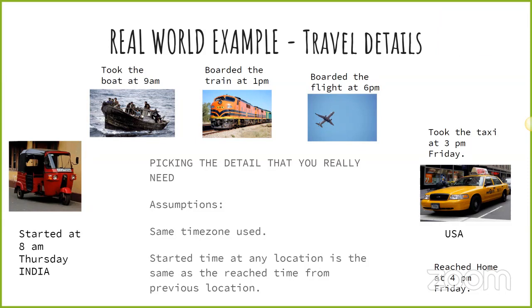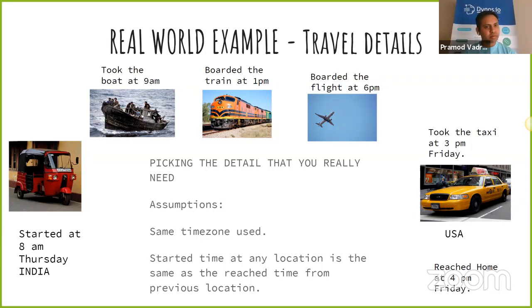The boat, the train, and the auto rickshaw. Okay, you got more of the details. Just the auto rickshaw and the train, right? And you even eliminated the boat in between, right? You're looking at the starting time at 8 o'clock, and you're looking at the boarding time at 1 p.m., right? Those are the two things you're looking at. You are not looking at any other things, right?